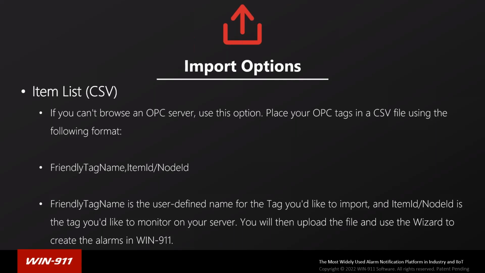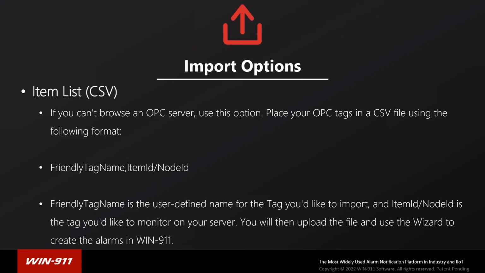What this is: you create a CSV file and you put a friendly tag name and the item ID in this file, and then you load that text file into Win911 and you use that same import wizard to create your alarms on that. So this CSV file will just have a friendly name and the item ID in it, and then you're just running through the normal wizard that you would use to create tags.